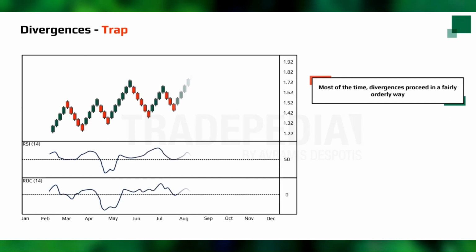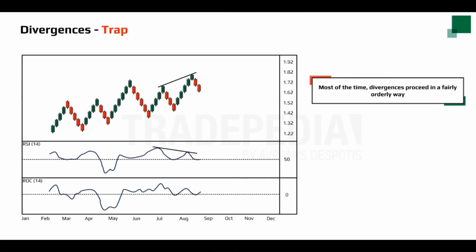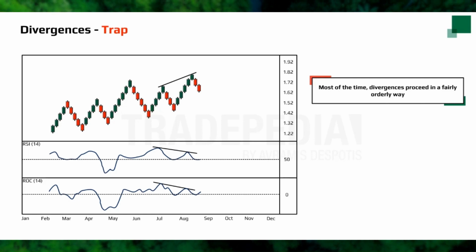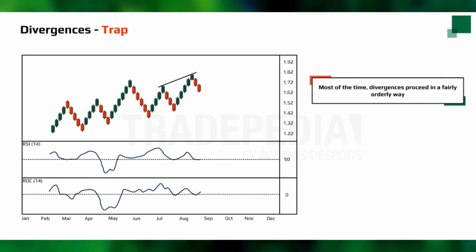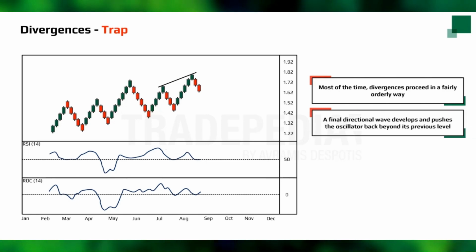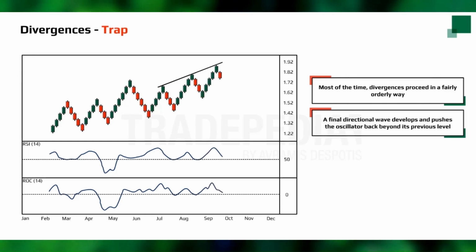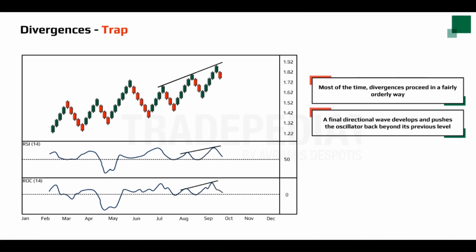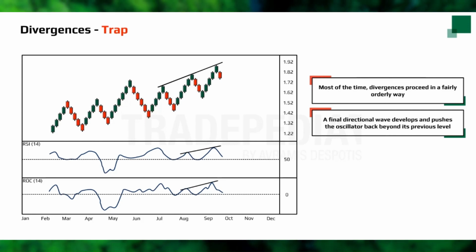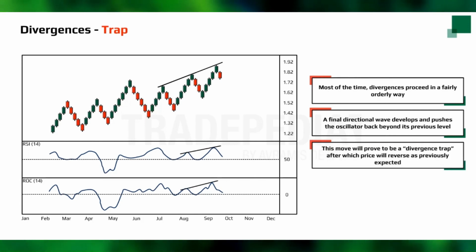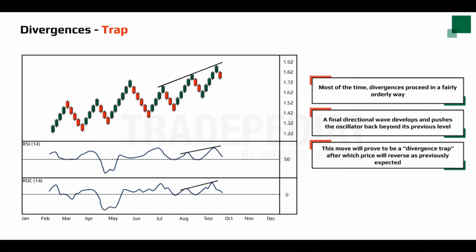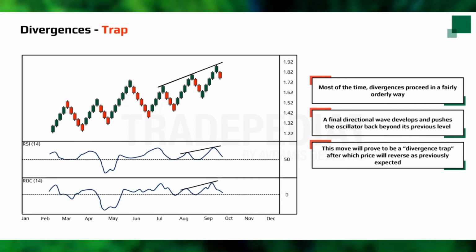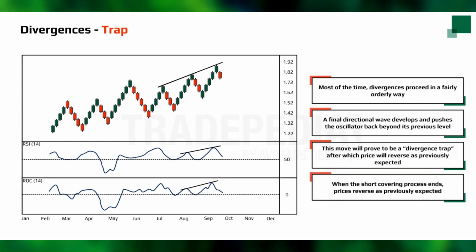Most of the time, divergences proceed in a fairly orderly way. They get progressively lower or higher as per the direction of the trend. Then, just as you expect the price to drop, a final rally develops, and this advance will push the momentum indicator back above at least one or two previous peaks. Typically, this latest rally will prove to be a divergence trap, after which the price will then fall in the manner previously expected. This final move is usually because of some unexpected news event that causes short covering. When the short covering ends, there is very little to support the price, and down it goes.